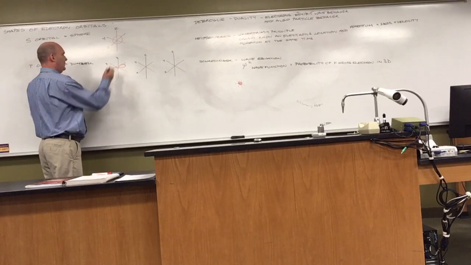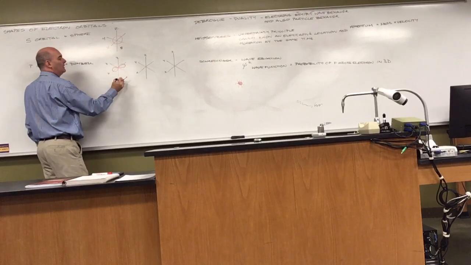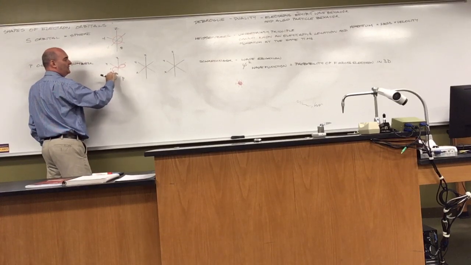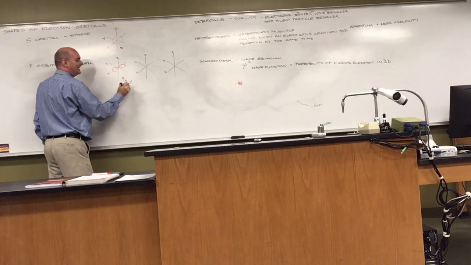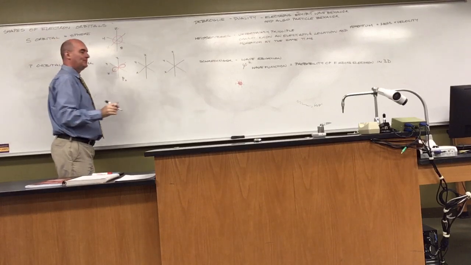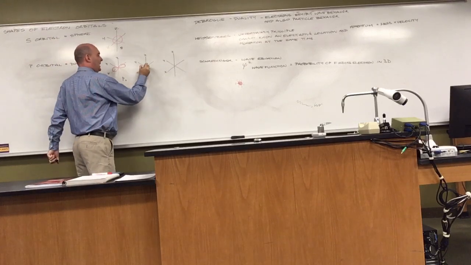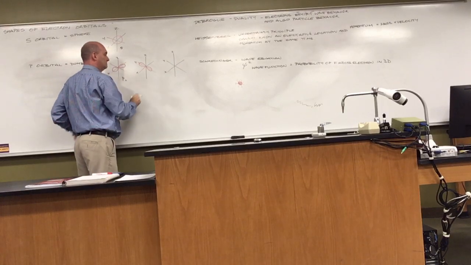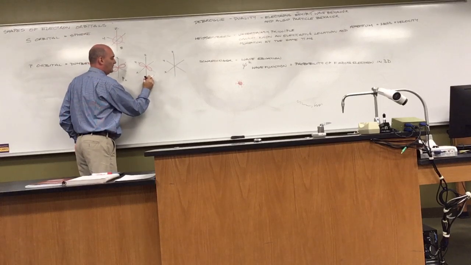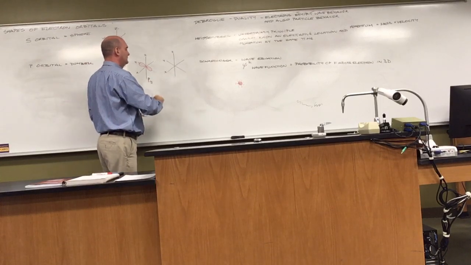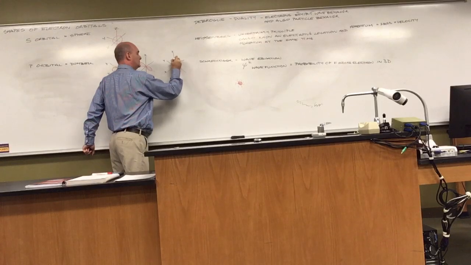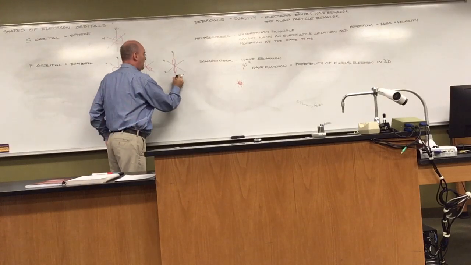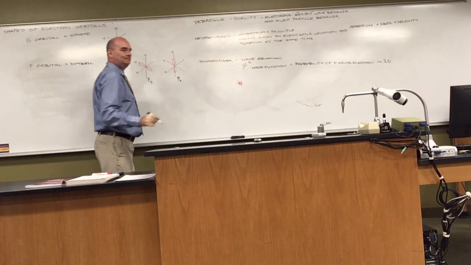The top one is an s, this one is a p orbital. But because it's centered on the x-axis, we're going to call that one px, which kind of indicates that there is a py, and that there is a pz.